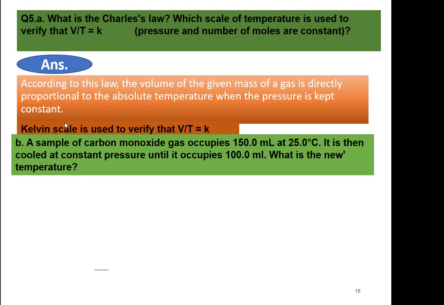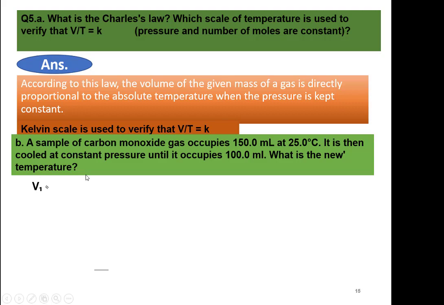Now there is part B of question number 5 of the exercise. Let's solve it. The statement is: a sample of carbon monoxide gas occupies 150 ml at 25 degrees centigrade. It is then cooled at constant pressure until it occupies 100 ml. What is the new temperature? We have to find out the new temperature.